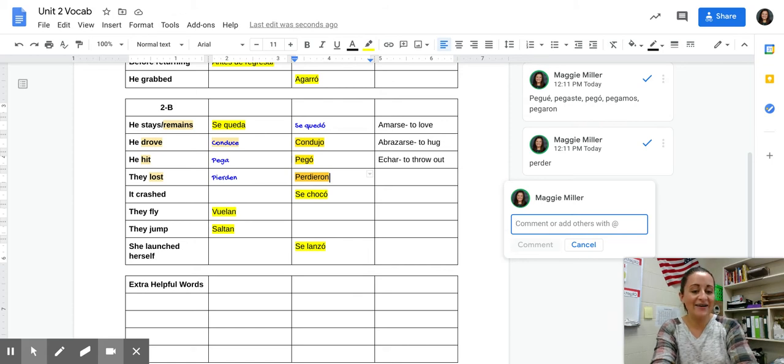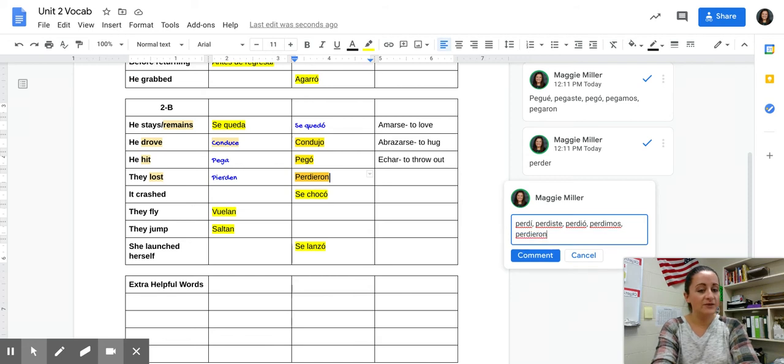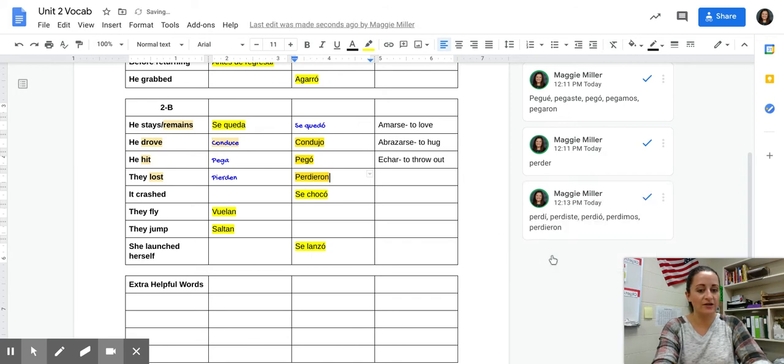So I lost is perdí. You lost, perdiste. He or she lost, perdió. We lost, perdimos. And they lost, perdieron. So we are seeing our endings for the ER-IR chart here. It's í, iste, ió, imos, ieron. Okay, so start working with that chart a little bit more. That will be next unit's focus. Right now we're focusing on the ARs, but this is a good intro chart for you.